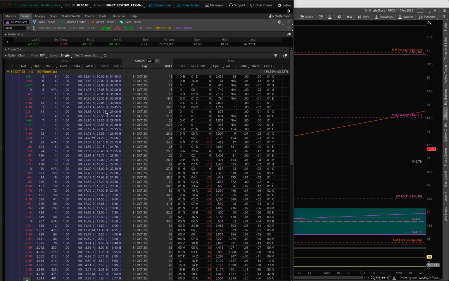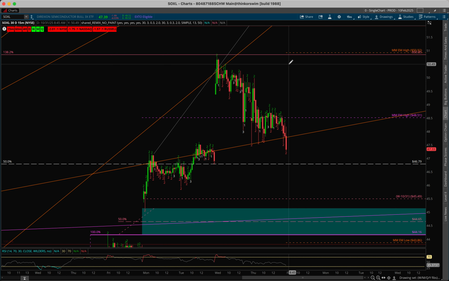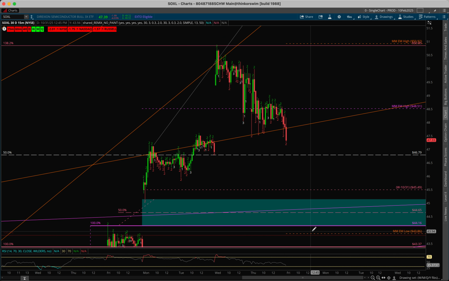But let's just go back to the chart and look at it from the 15-minute perspective. We can see we've got it marked out for tomorrow. At the bottom of the screen, we've got market makers expected move low down here at 43.86, and up at the top of the chart, we've got market makers expected move high at 50.92. You can see how that 50.92 lines up with one of these fib extensions as well, as well as the market makers expected move low. So good reason why you could see the prices going to those levels, right? So we've got those marked out on the chart.